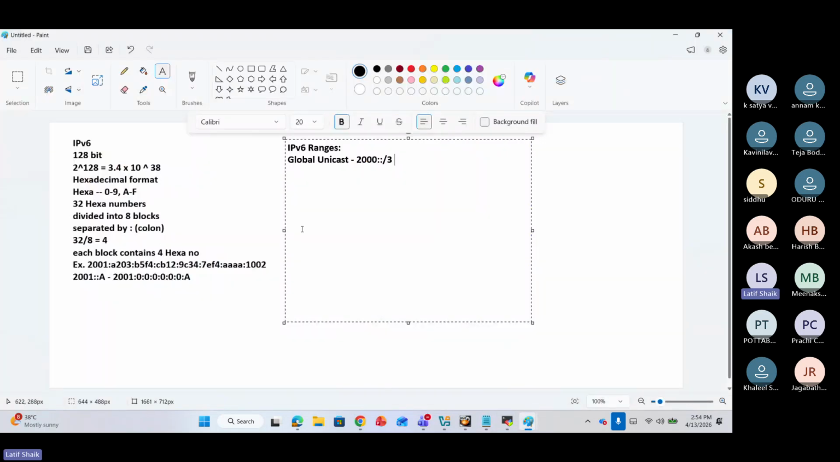The range is 2000:: to 3FFF. But it's not 3FFF with a double colon, since the double colon means a lot of zeros. So 3FFF:FFFF:FFFF like that it will be there. So this is the total range. This is the global unicast address. The purpose is public communication.